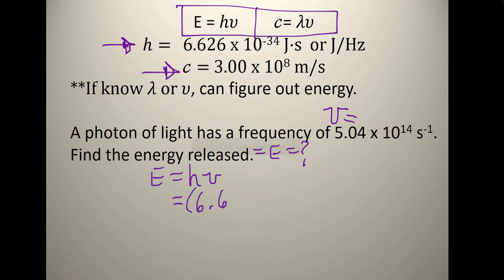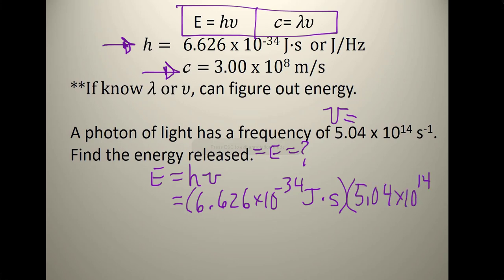6.626 times 10 to the negative 34. And it's joules times seconds. It can also be represented as joules divided by hertz, because remember, 1 hertz is equal to 1 over s, 1 over second. And then we have our frequency that they give us, 5.04 times 10 to the 14th, and it's 1 over s. Notice my seconds will cancel, and I'll be left with my unit in joules.